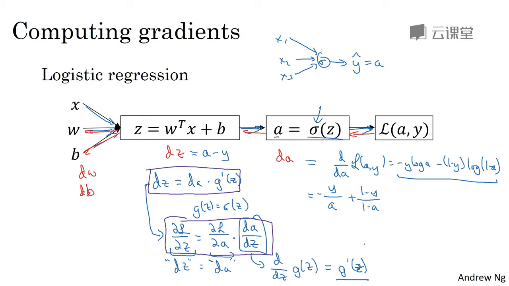So that last derivation would have made sense only if you're familiar with calculus, and specifically the chain rule from calculus. But if not, don't worry about it. I'll try to explain the intuition wherever needed. And then finally, having computed dz for logistic regression, we would compute dw, which turned out to be dz times x, and db, which is just dz when you have a single training example. So that was logistic regression.